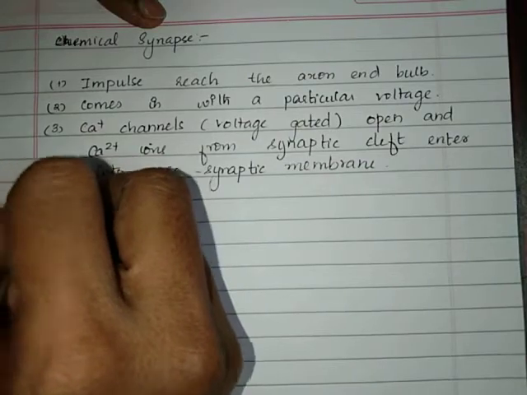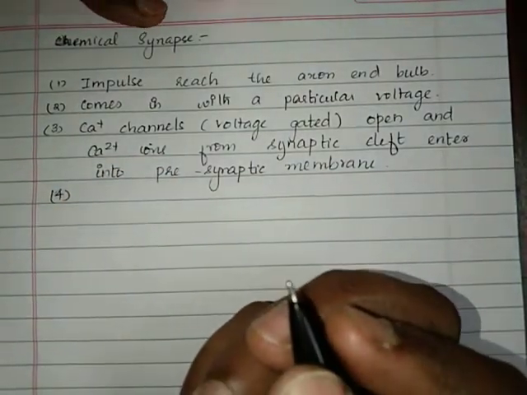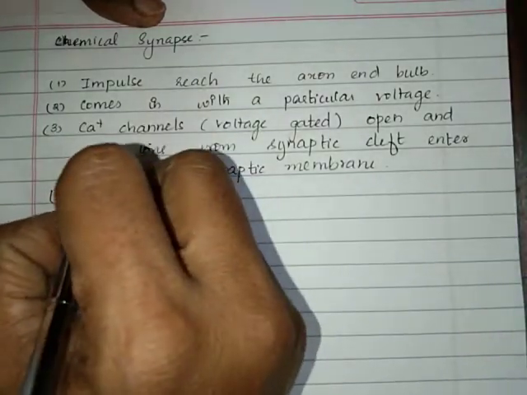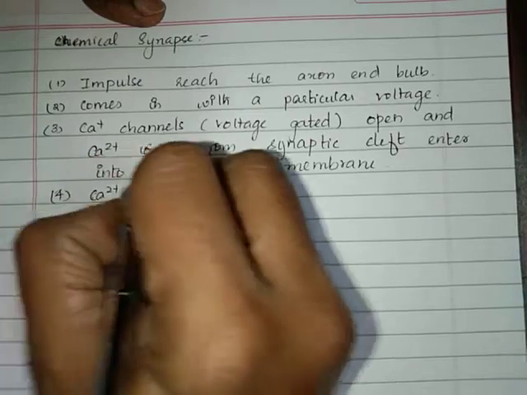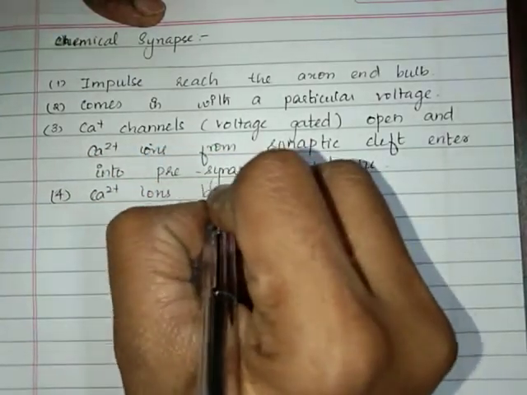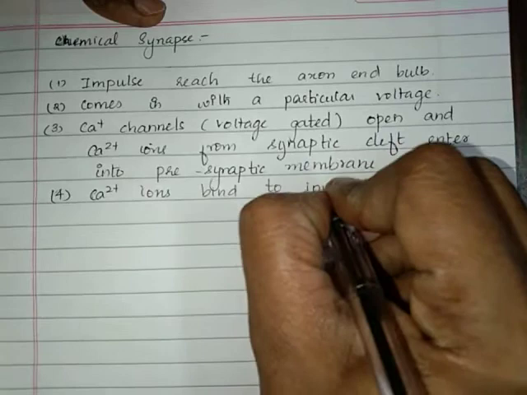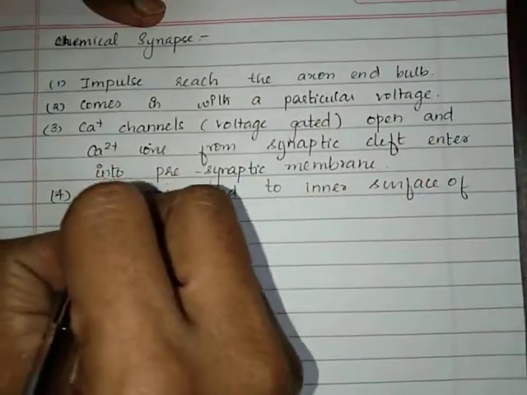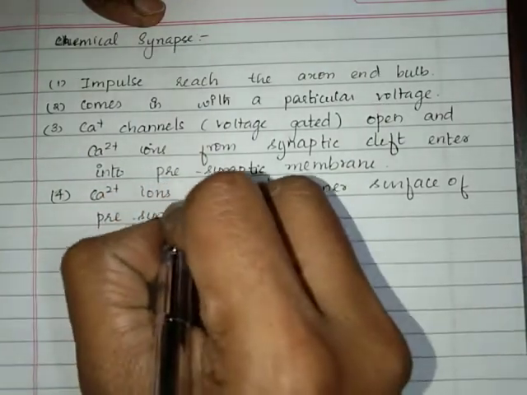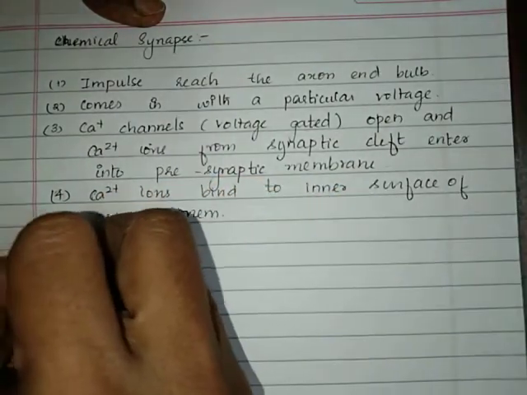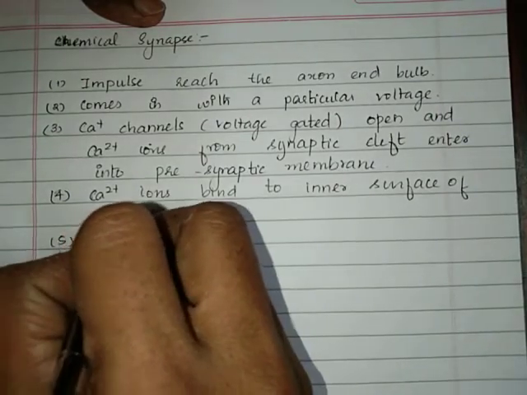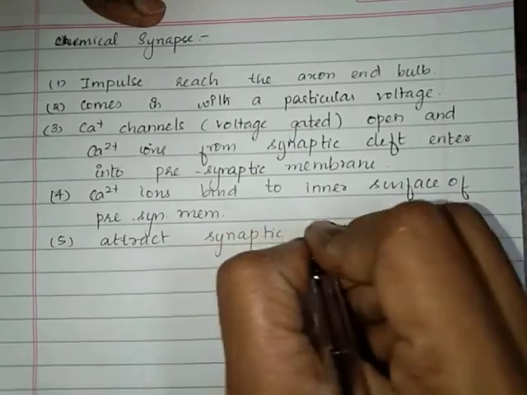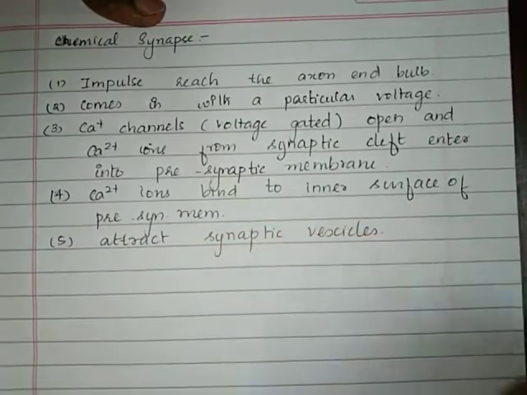So why does it open? Because of voltage. And when it opens because of voltage, the calcium ions in the synaptic cleft are going to come inside the presynaptic membrane. Once inside, calcium ions bind to the inner surface of the presynaptic membrane. Because they bind, it is going to attract the synaptic vesicles towards it.